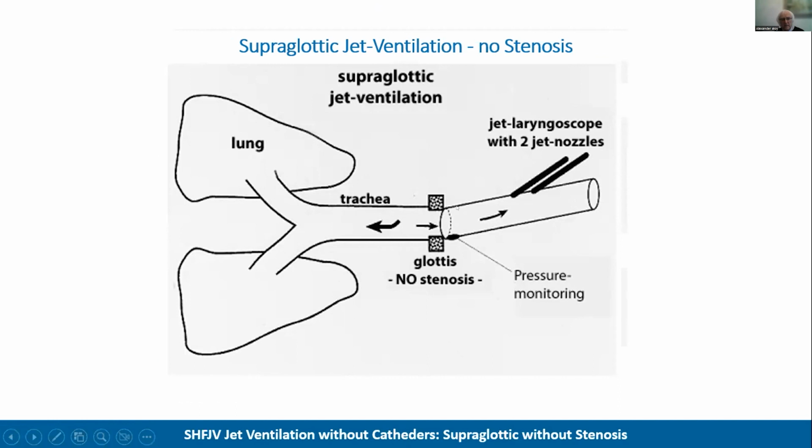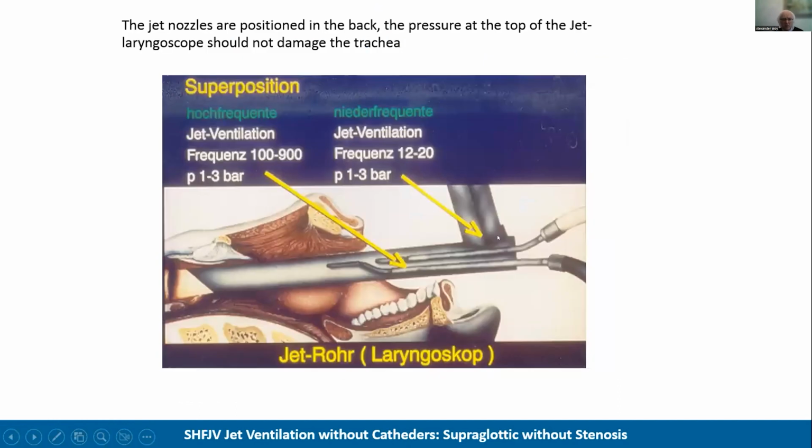And here you can see our jet endoscope. On the left side here is a high frequency jet ventilation, and on the right is a low frequency jet ventilation. The jet nostrils are positioned in the back. The pressure at the top of the jet laryngoscope should not damage the trachea.